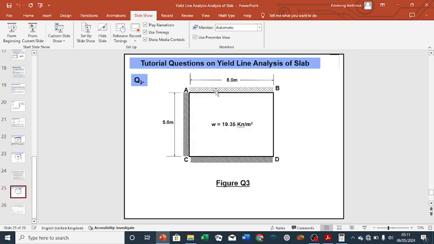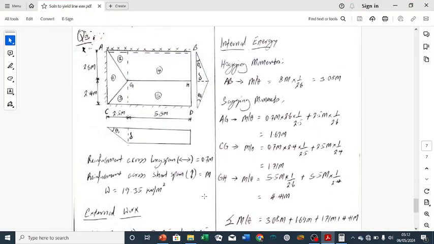We are told that AB is continuous, while side AC and CD are simply supported and side BD is unsupported. Always take note of this unsupported edge because that will influence where our yield line, or the selection of our yield line pattern. So we go ahead to the solution. The solution to tutorial question 3. So this is a yield line pattern that we have. This is a rectangular slab of 8 meter by 5 meter.